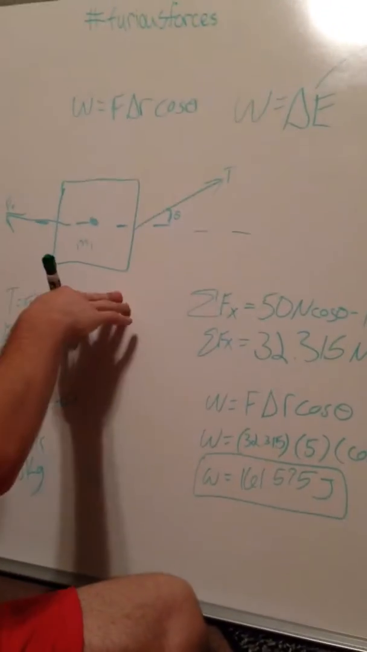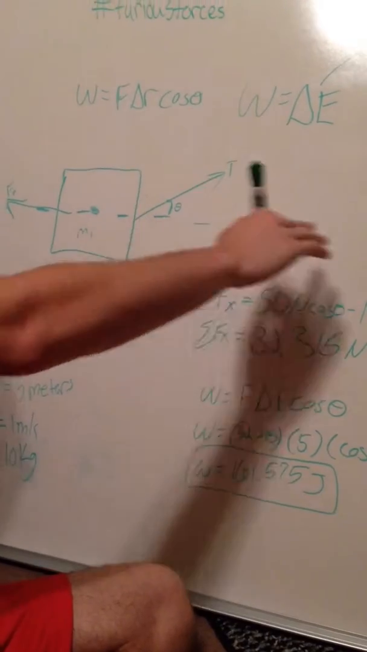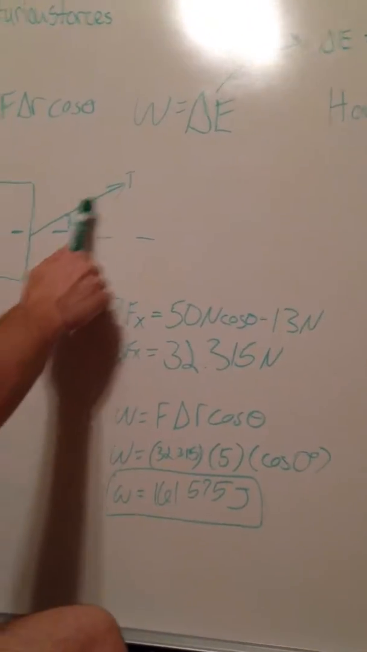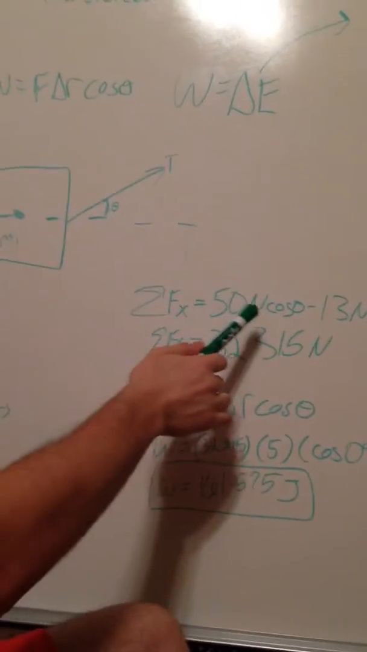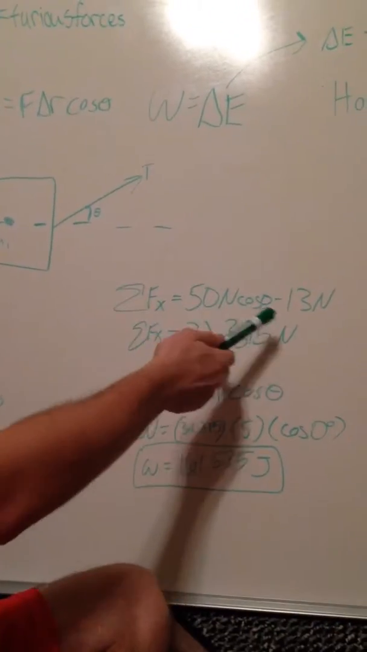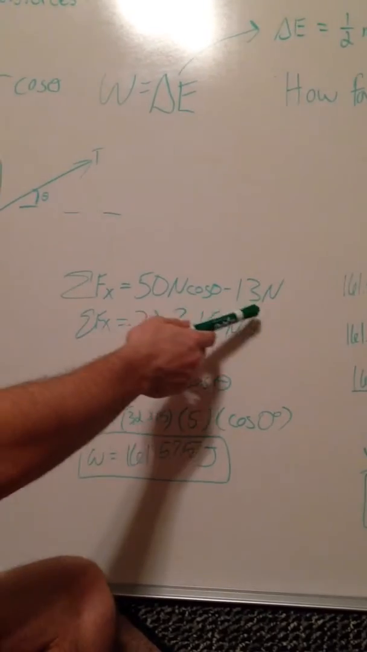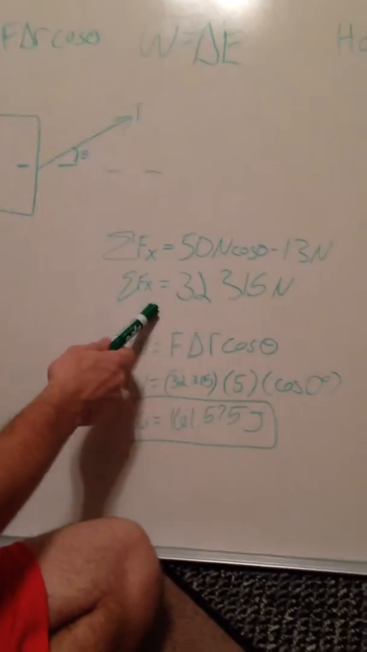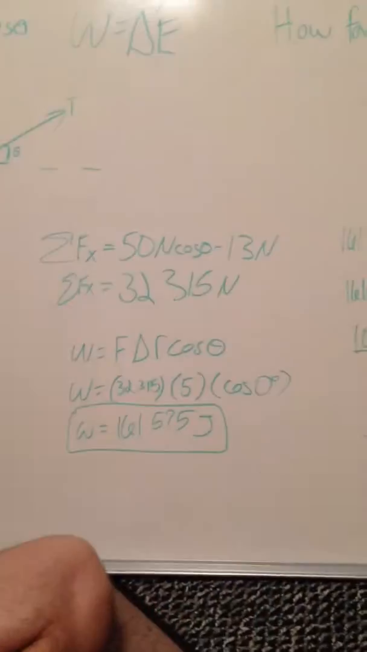That's its mass. So the first thing we're going to do is find the x component of the force, the force in the x direction. We're going to do 50 newtons, which is the tension, times cosine of theta, times cosine 25, minus the force of friction, which is minus 13 newtons. And we get the force in the x direction as 32.315 newtons.